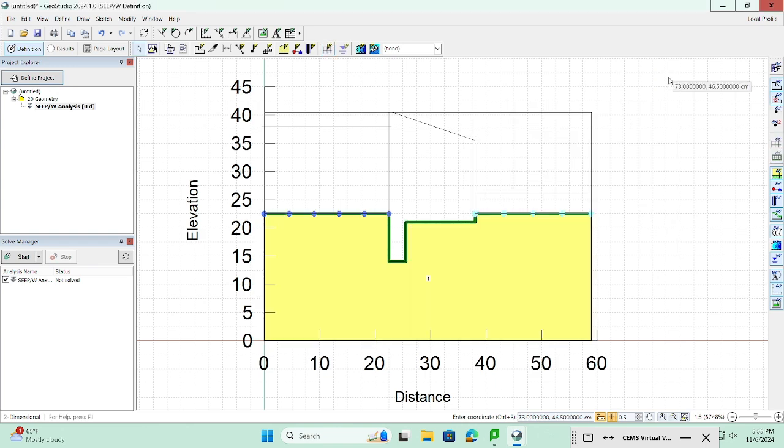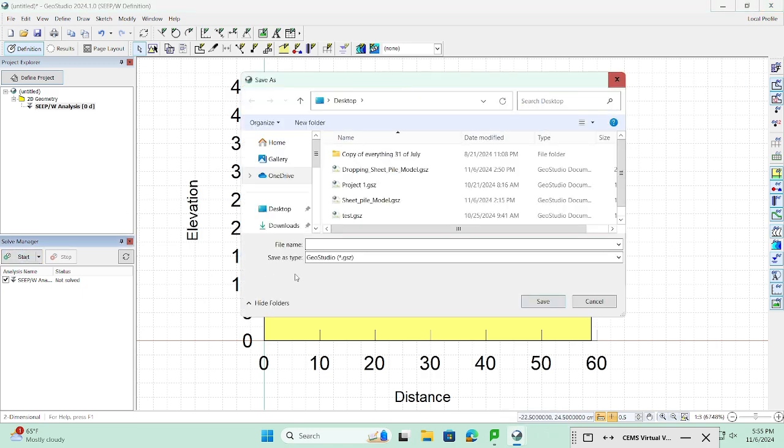What else do I need to do? Just run the model. It's time to run the model. Okay, so I will go here to the Solve Manager and start. I will save this as, for example, test. Okay, and I will save it on the desktop.